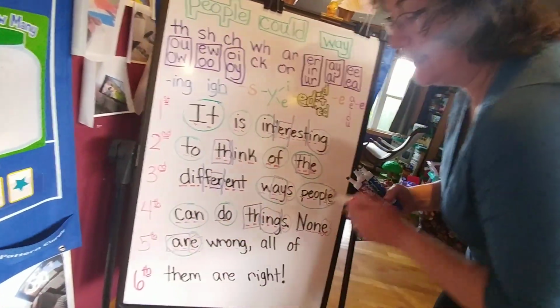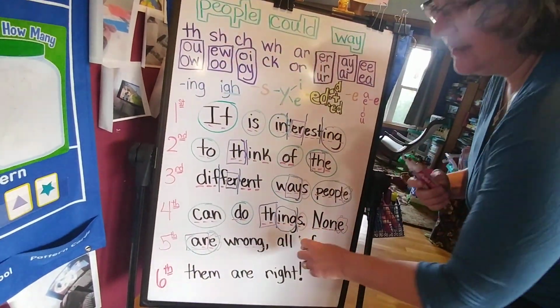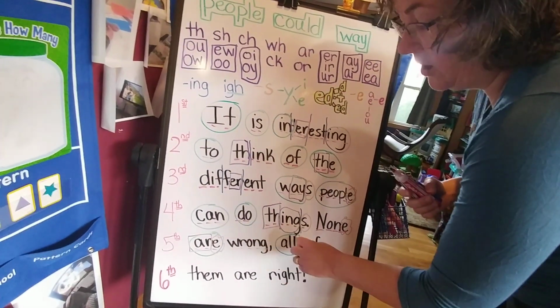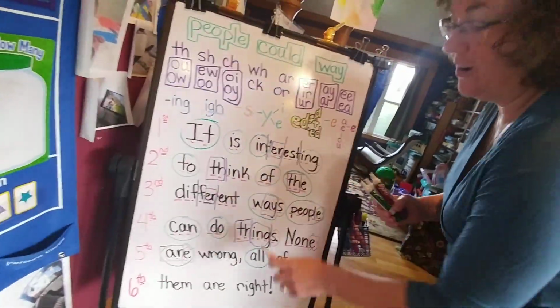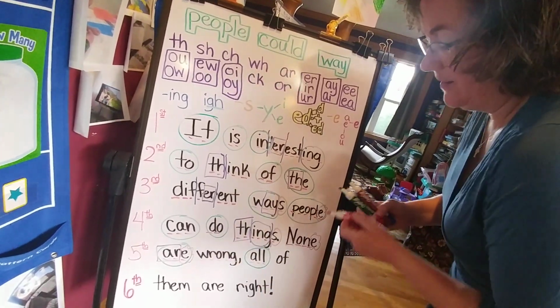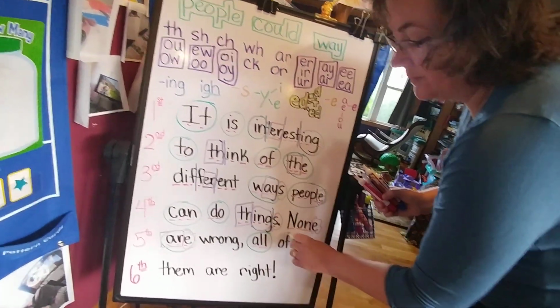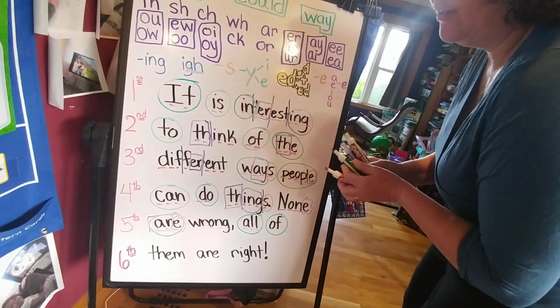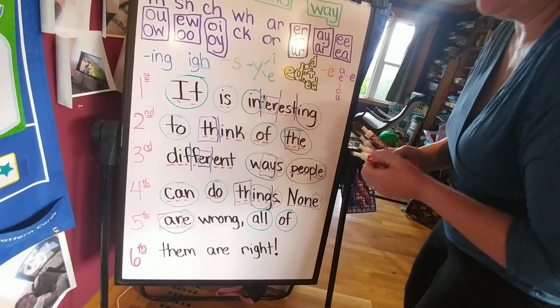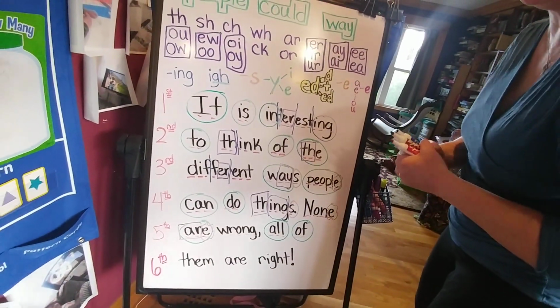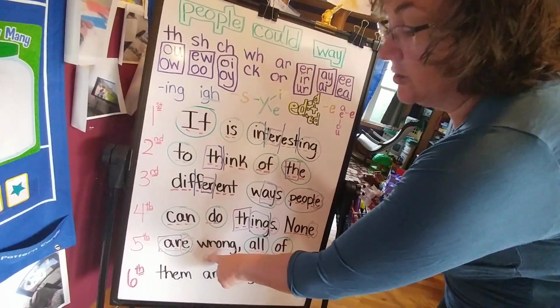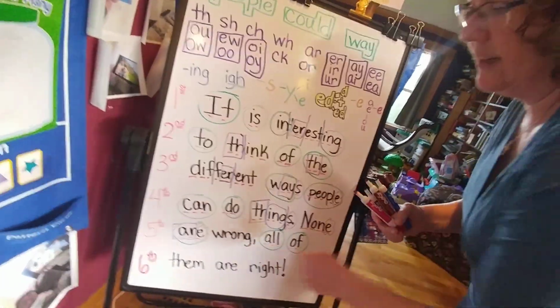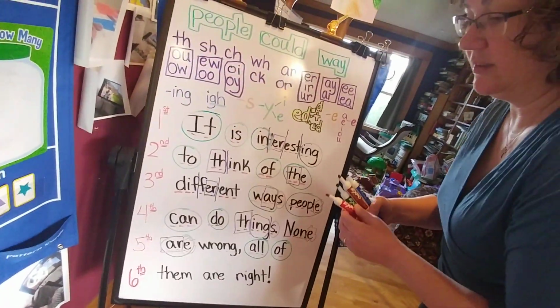W-R-O-N-G. That W is silent. How do you know this? Isn't that wild? All. Sight word all. A-L-L, all. Sight word of. O-F. W-R is a letter pair that we're not going to learn yet. You'll learn that more in first grade. It's a silent W. It makes an R sound.